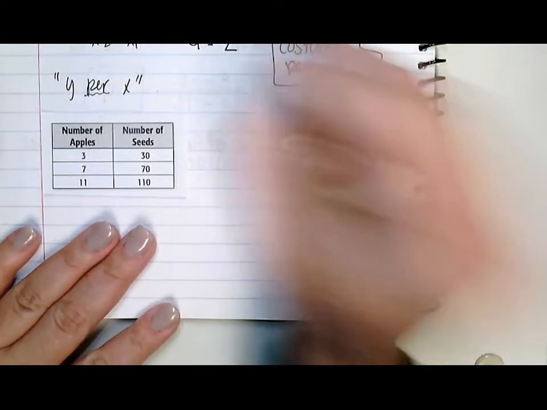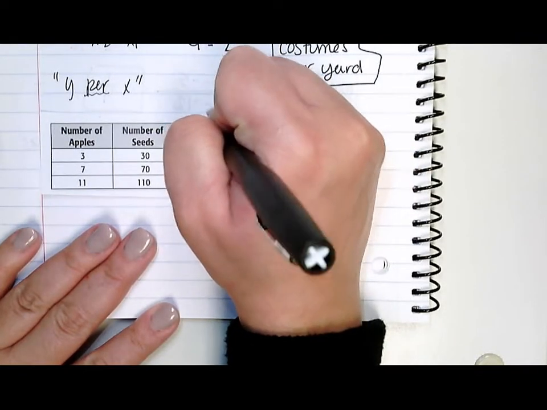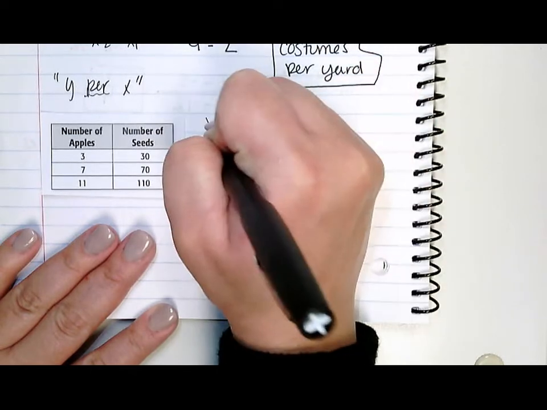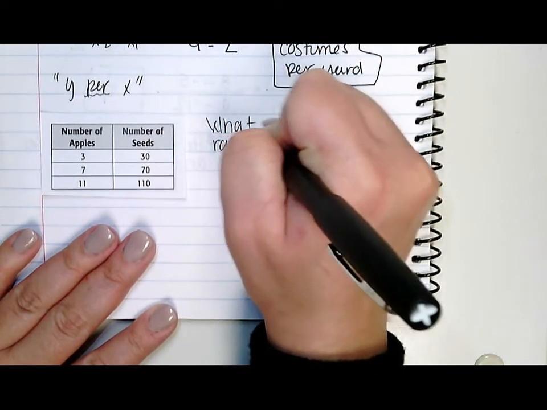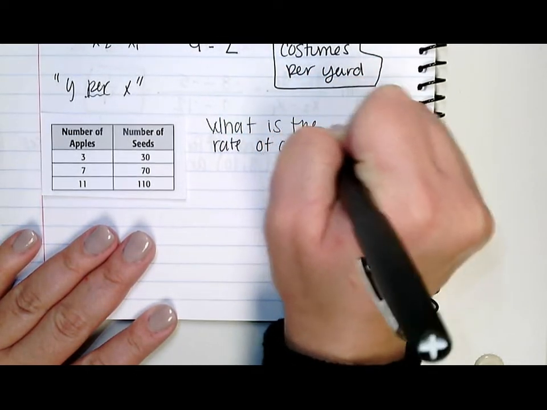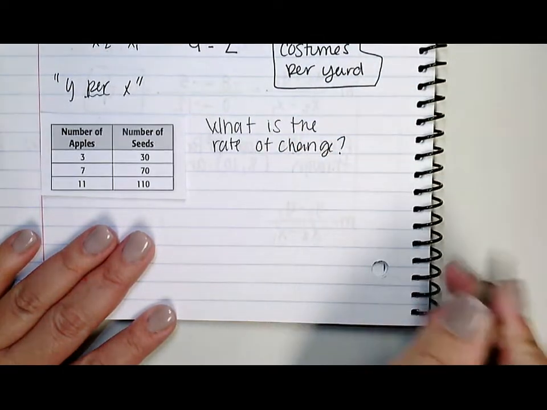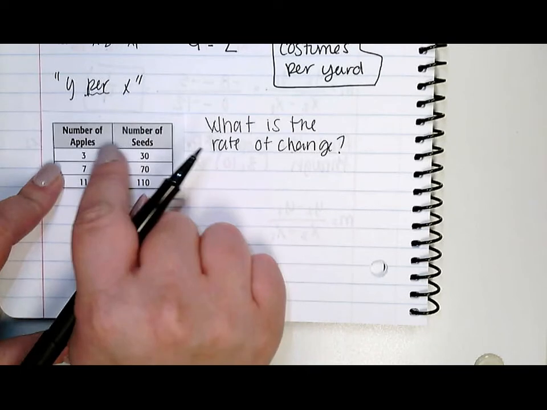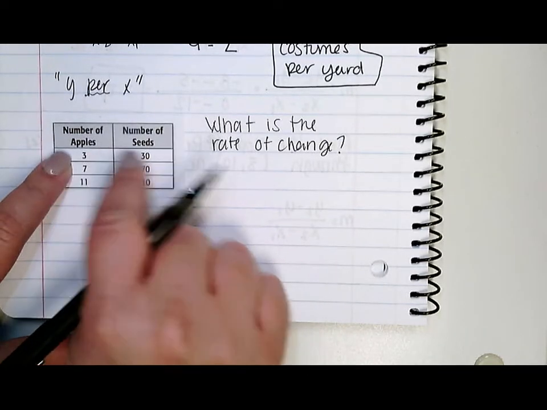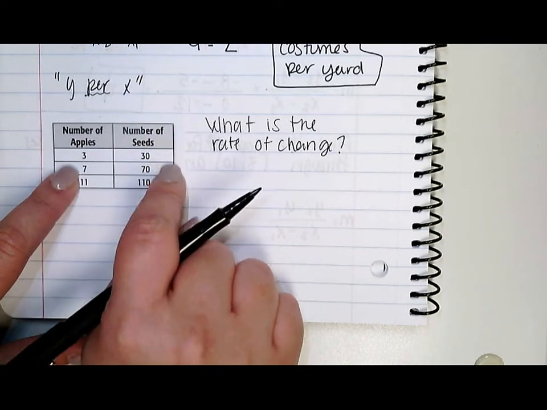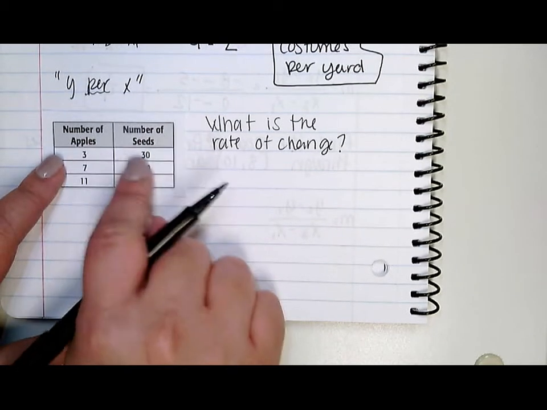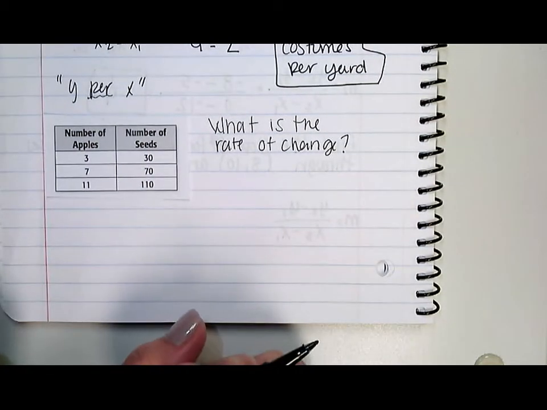And I'm just going to ask, sometimes you may just have, what is the rate of change? Once again, you pick whichever 2 points you want. We got 1 point here, so 3 and 30, 7 and 70, 11 and 110. We got 3 beautiful options. How many do we need? 2.